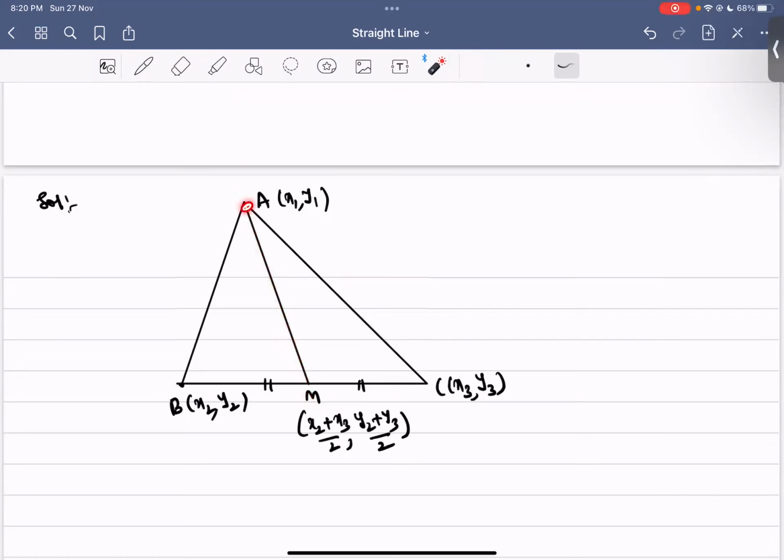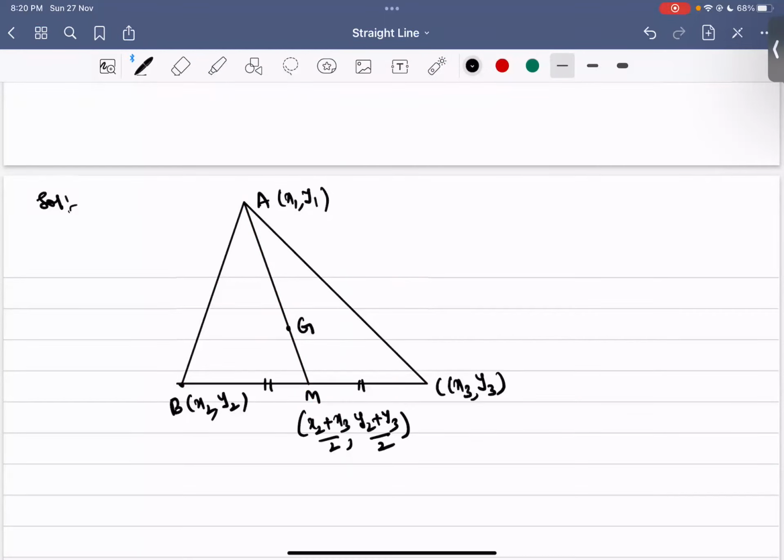The median which passes through the vertex is this one. Therefore, the centroid is what? The point of concurrency of medians. Means the centroid lies on this median. Yes or no? That is the first thing. The centroid lies on the median because the centroid's definition itself is the point of concurrency of the medians.